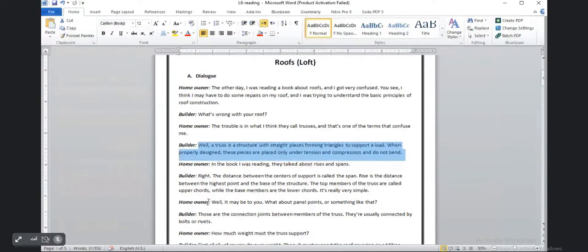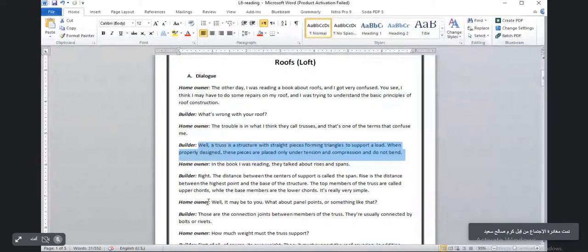Okay. So what do you think is this, Ahmed Raad? What do you think is this? The builder is trying to confuse the homeowner about the trusses. Sorry, he's trying to do what? What is the verb? Sorry, I didn't catch that. To explain? Yes, to explain. So he's trying to explain.